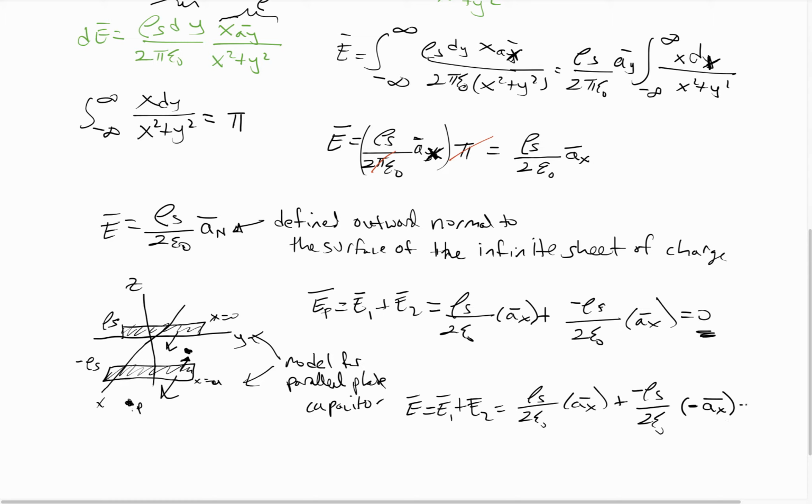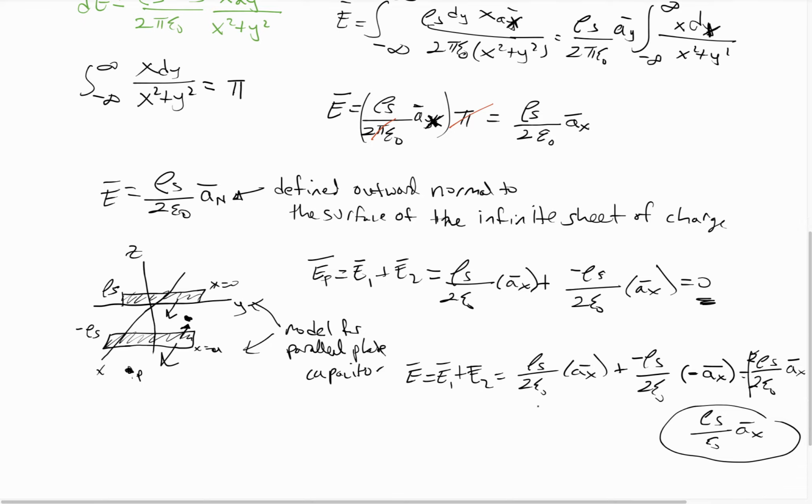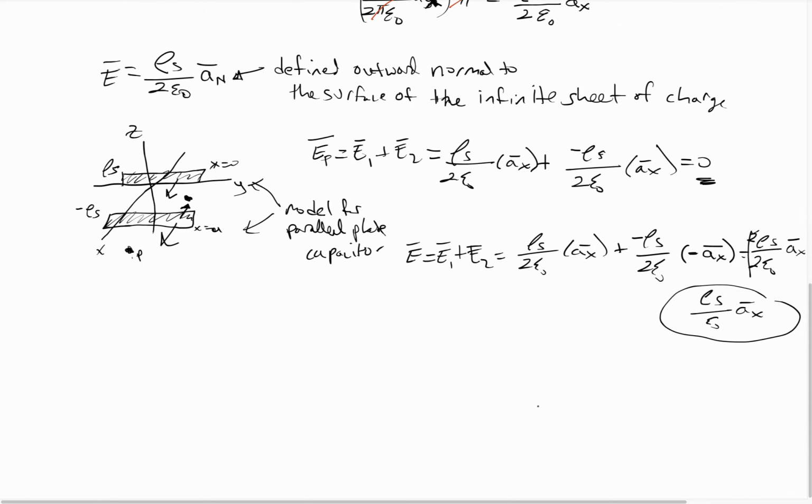And so we end up with 2 rho s over 2 epsilon 0 ax. Okay? And these cancel out. And so this is rho s over epsilon 0 ax. So that tells you that the electric field inside of a parallel capacitor is going to be this. So outside it's 0, inside we have some field. And like I said, I've drawn along the x-axis, but you could have just done it like this.